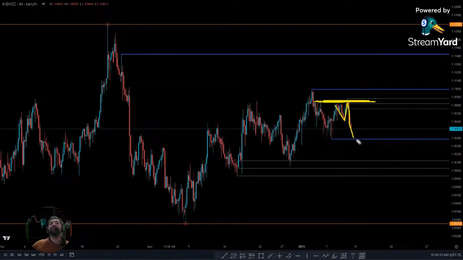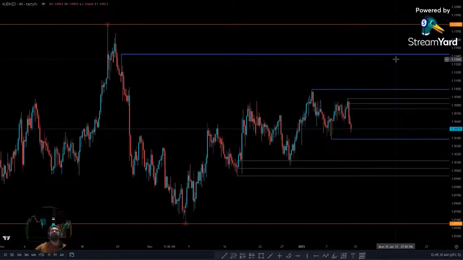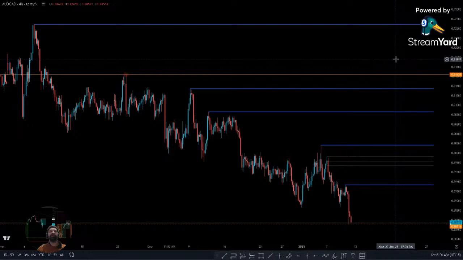So most probably, if the price breaks this level, comes back here, moves up, gives us a corrective move and forms an M formation, then we can expect a further move on the downside. AUD CHF, oh sorry, AUD NZD.